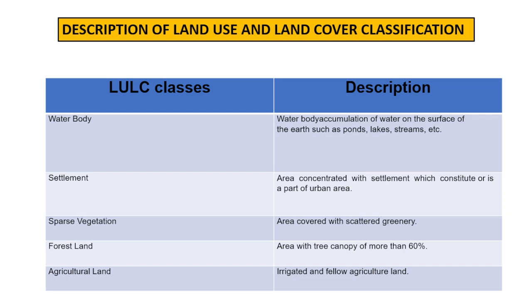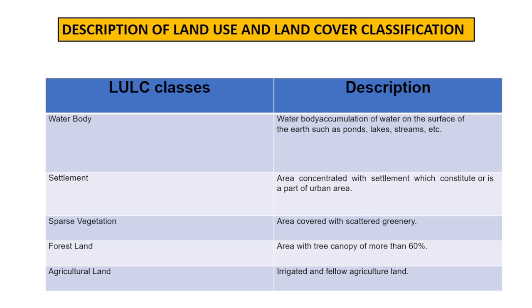Settlement. This category represents areas concentrated with human settlement, which can be either residential, commercial, or part of an urban area. It highlights the extent of urbanization and human habitation. Sparse vegetation. This class includes the areas covered with scattered greenery. These regions do not have dense vegetation but have some form of plant cover. Forest land. This category refers to an area with a tree canopy of more than 60%. It indicates dense forest regions with substantial tree cover.